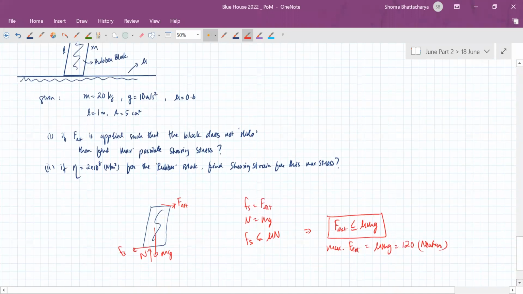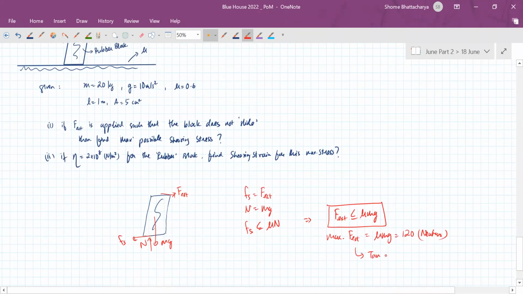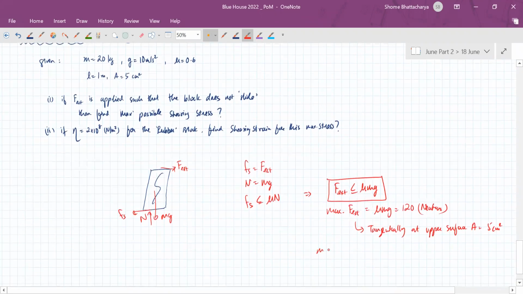Now this external force, as you can see, is acting tangentially at the upper surface, whose area is given to us as 5 centimeters square. So the maximum shearing stress will be this mu mg divided by A. So this is our maximum shearing stress.